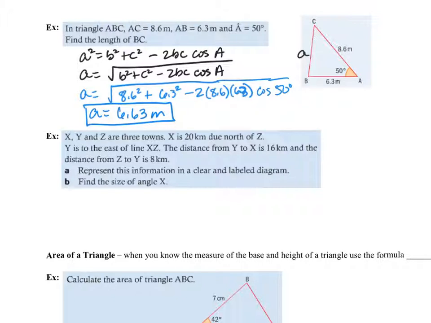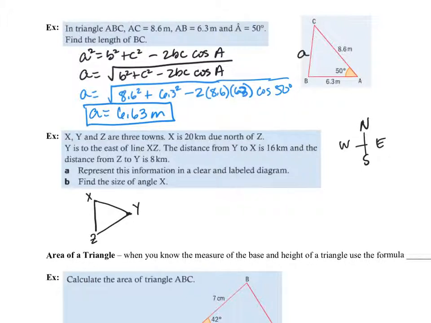So just a reminder, let's draw a little map here. Remember, north, south, west, east. Those are your directions. So if we are told that X is 20 kilometers north of Z, then let's go ahead and draw a vertical line and put X at the top of that vertical line and Z at the bottom. And then we're told that Y is to the east of XZ, so Y would be over here somewhere. And so let's put a point Y and finish our triangle.